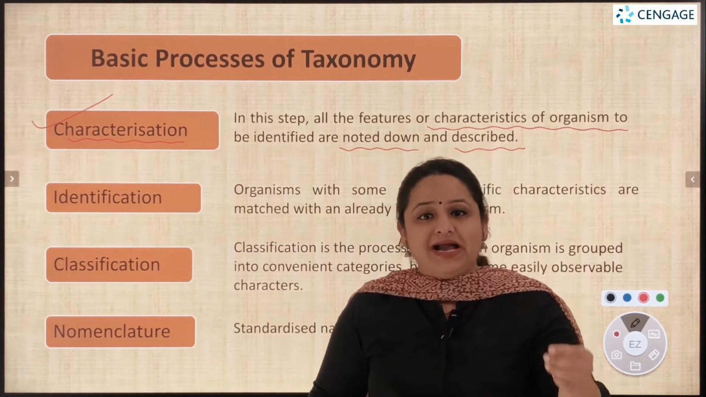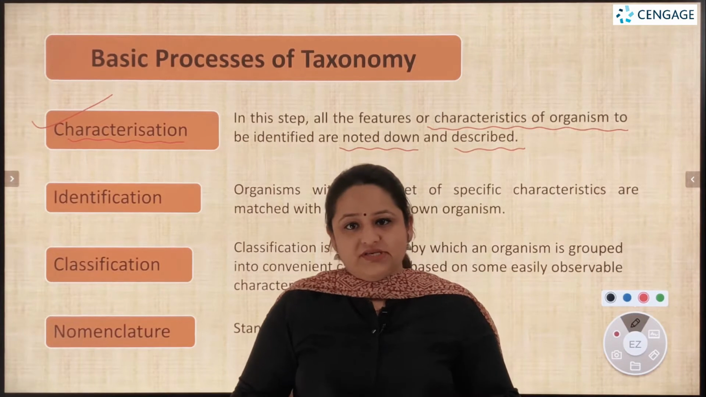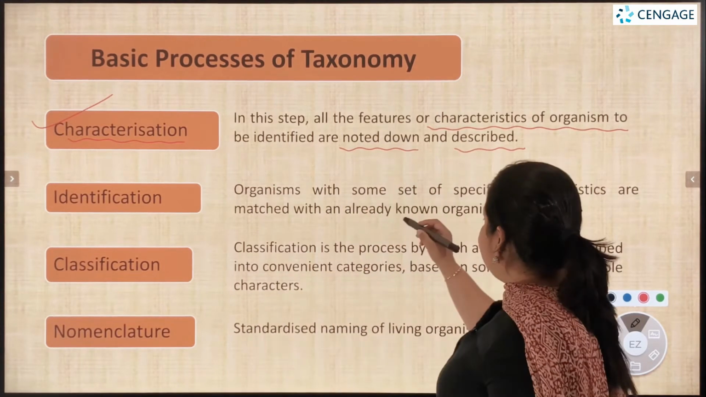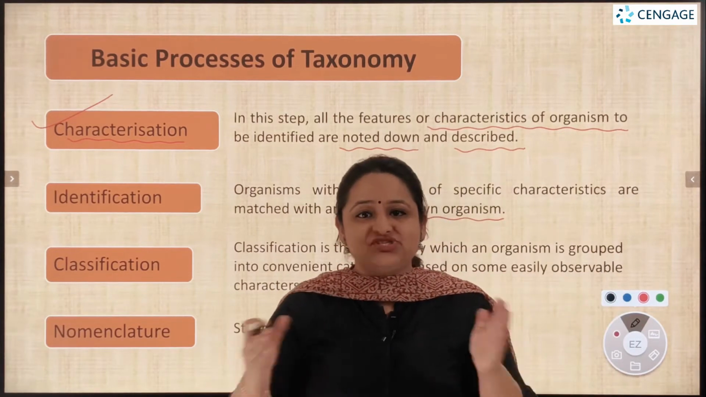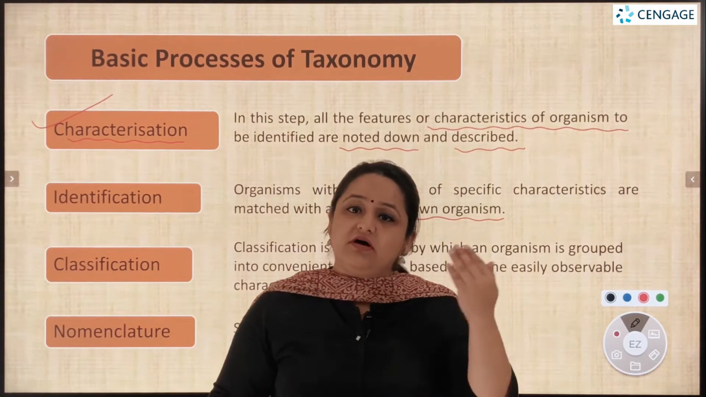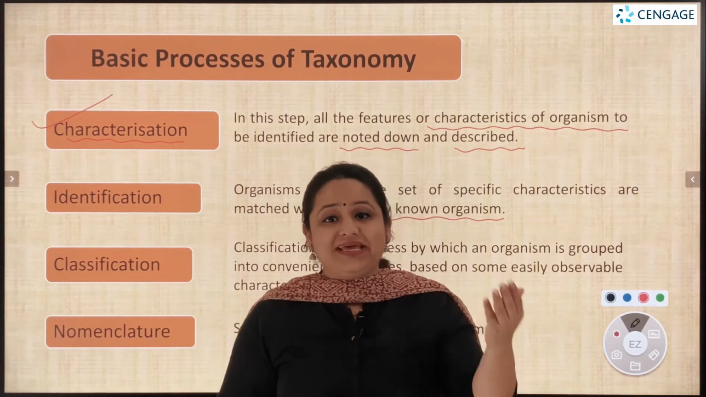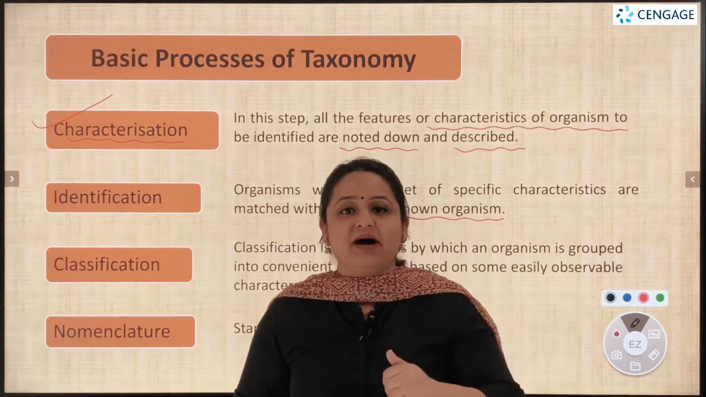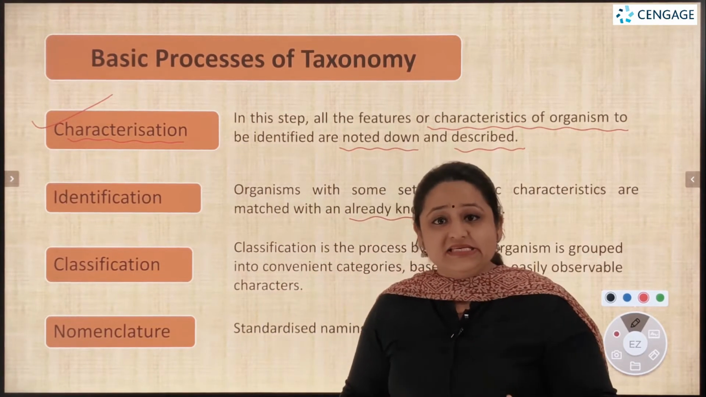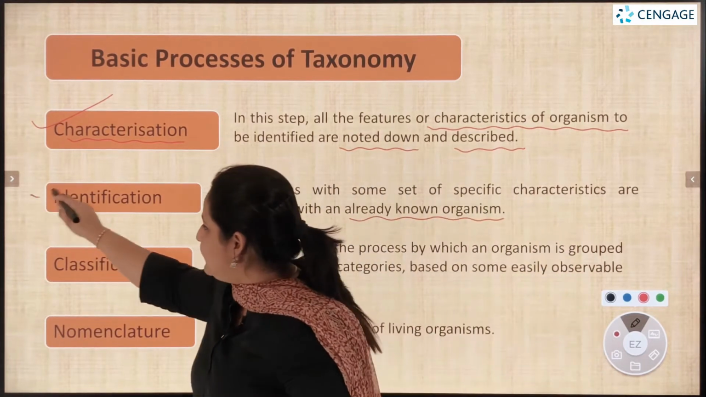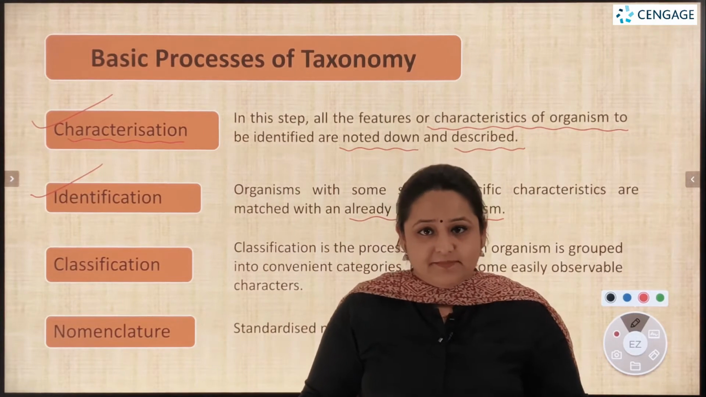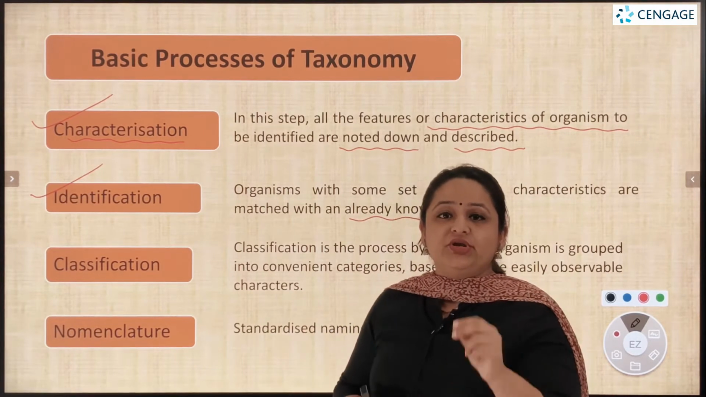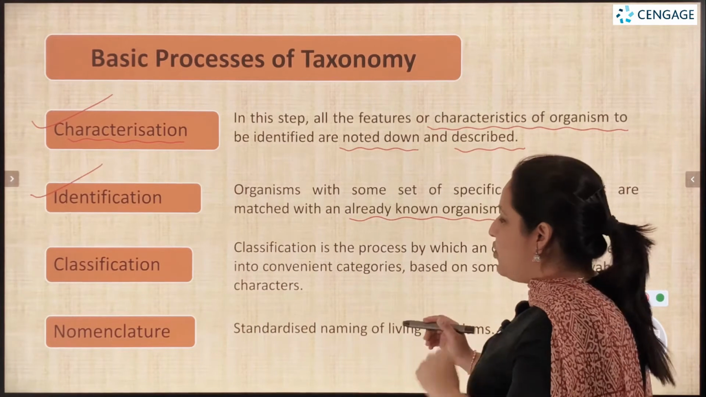In the next step, what is the scientist going to do? He is going to identify this new organism with any already known organism. That means he is going to match these characteristics with the characteristics of some other known organism. And this forms the second step, that is identification. In the third step, the scientist is going to classify this organism.